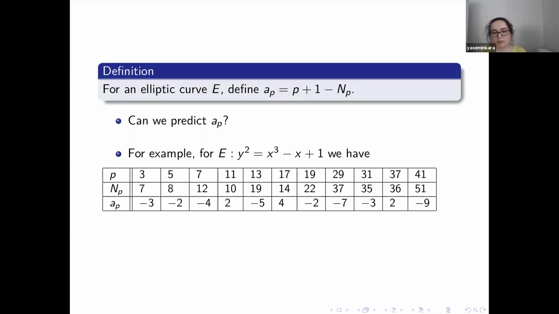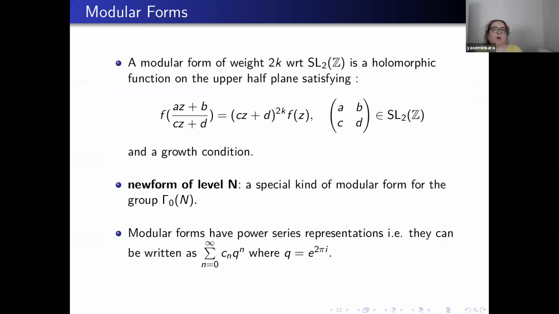Okay, and there is a reason why I am defining these things. For an elliptic curve E, we define AP as P plus 1 minus NP. And this AP will be important for us. Please try to remember the definition. And again, for this example, you see in the table P, NP, and AP. Okay, and this is all I will say about elliptic curves.